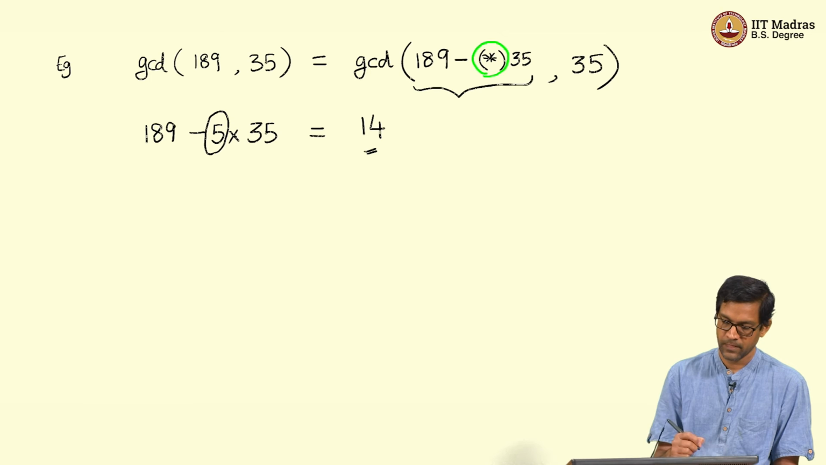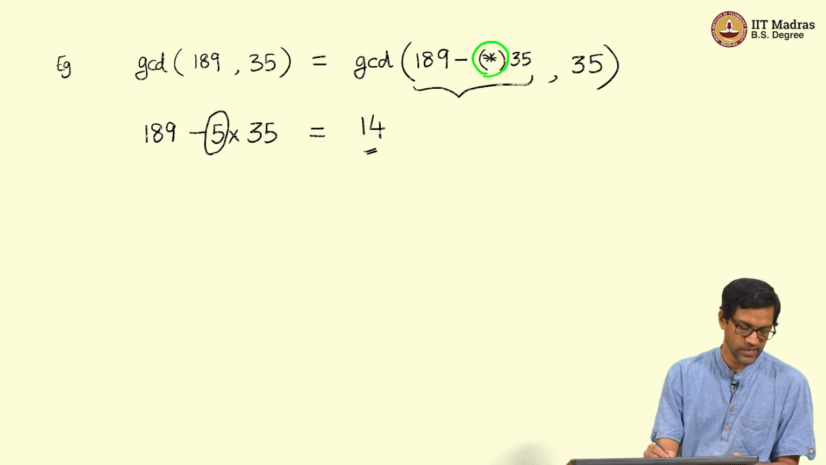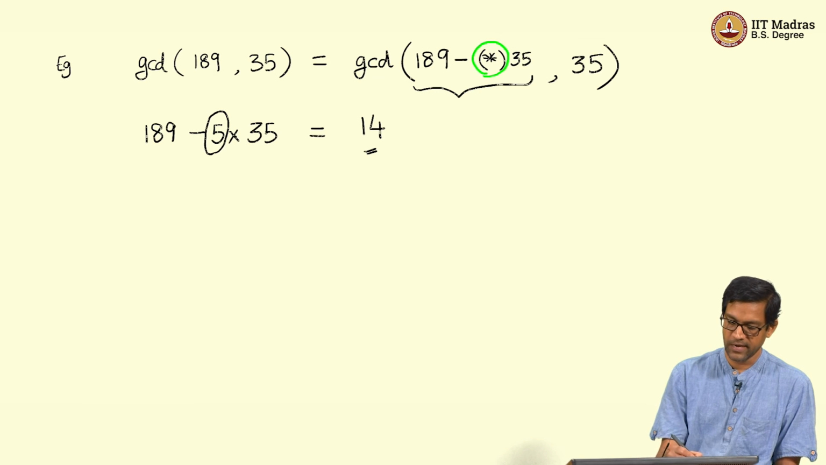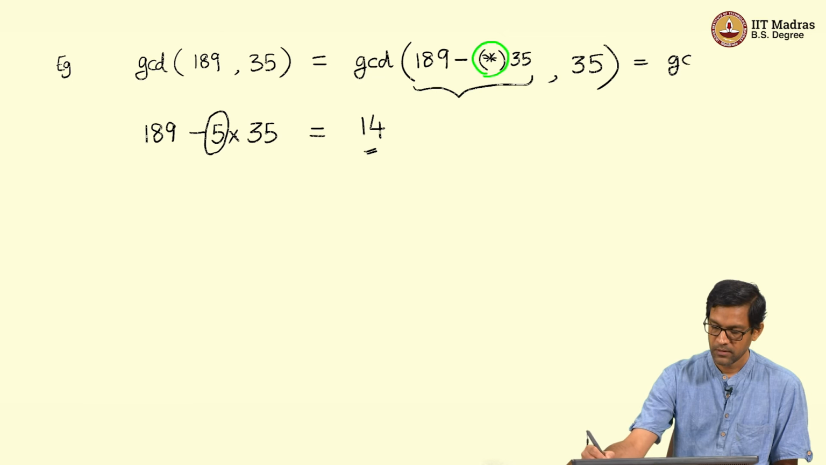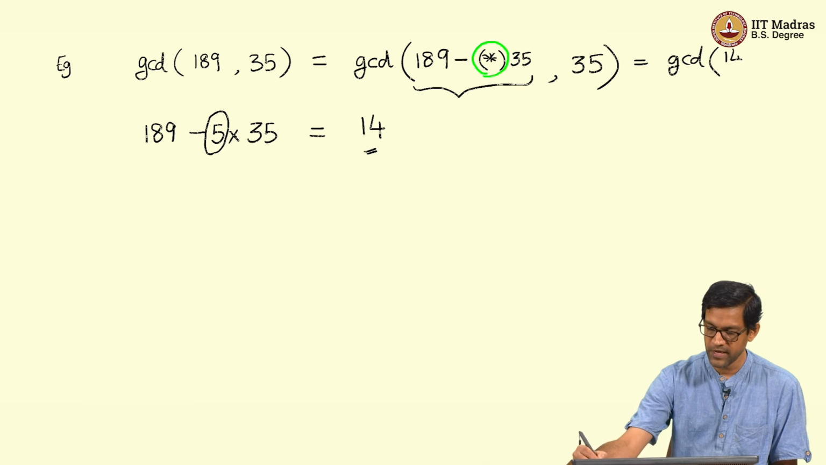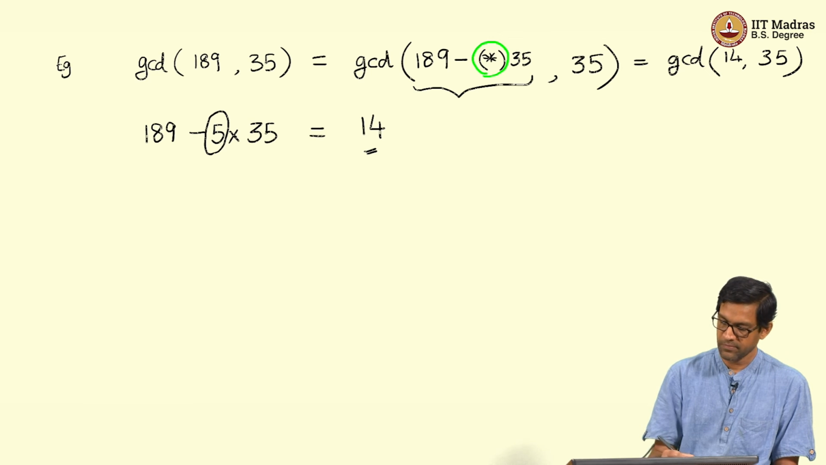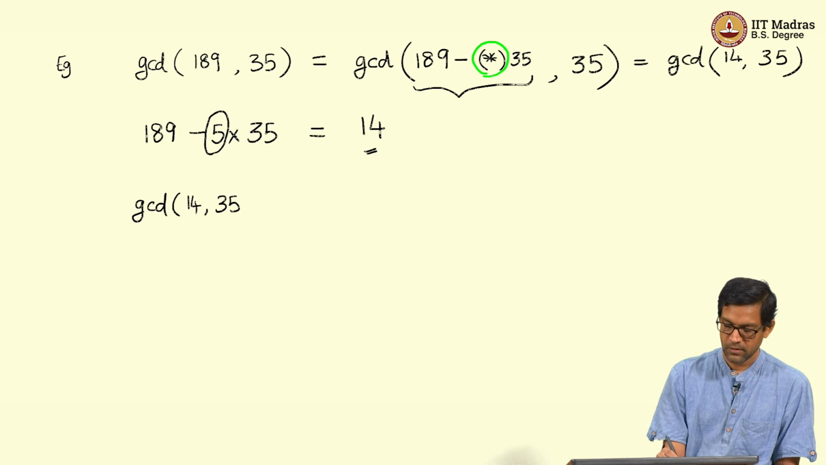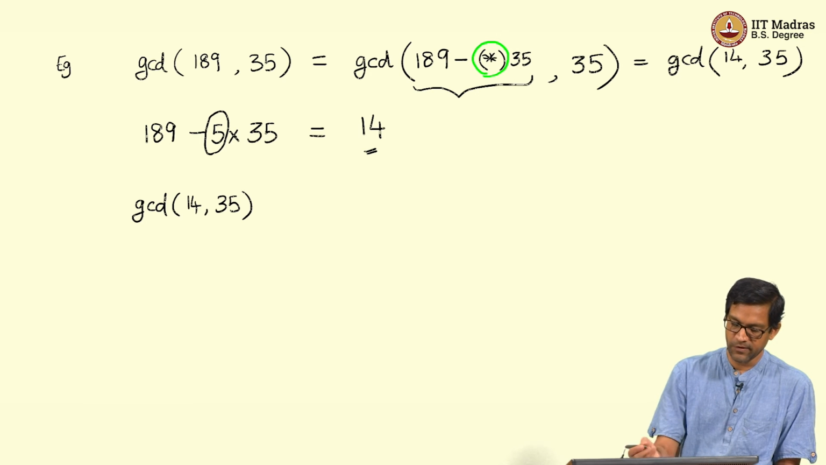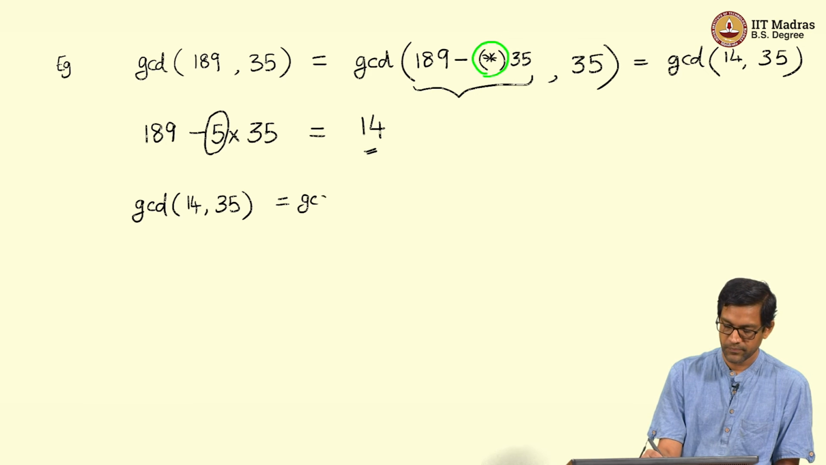Now, how exactly am I doing this? Well, we'll come back to that, but let us keep going. So, what have we done here? We have said GCD of 14 and 35. So that is the first step really. Now, GCD of 14 and 35, we can use the same idea. That is the same as GCD of 35 and 14.